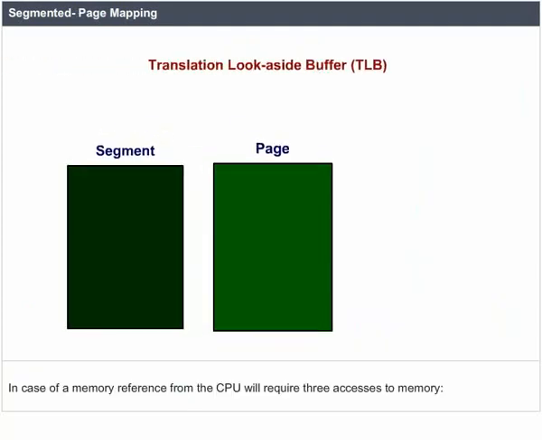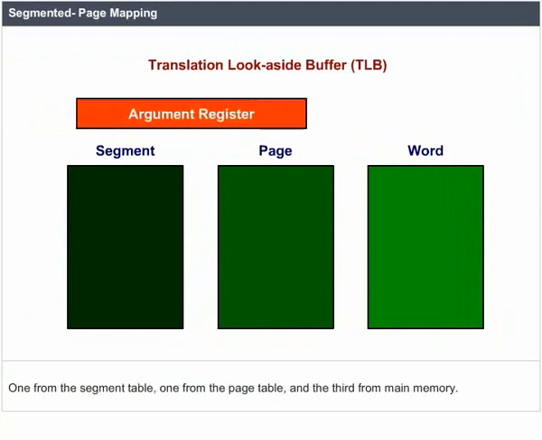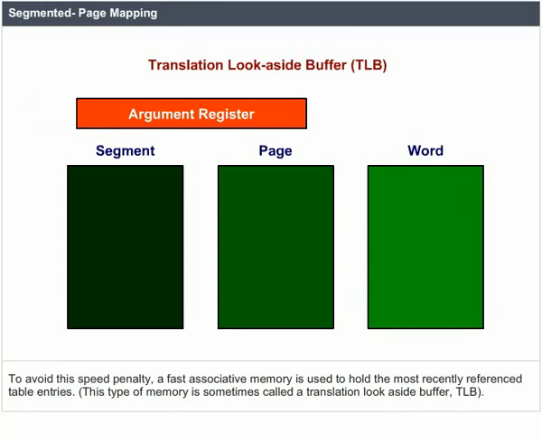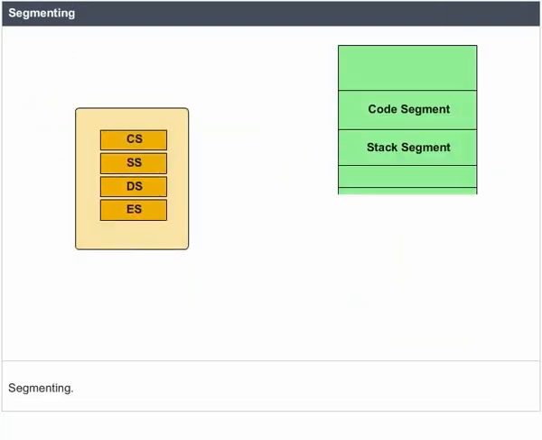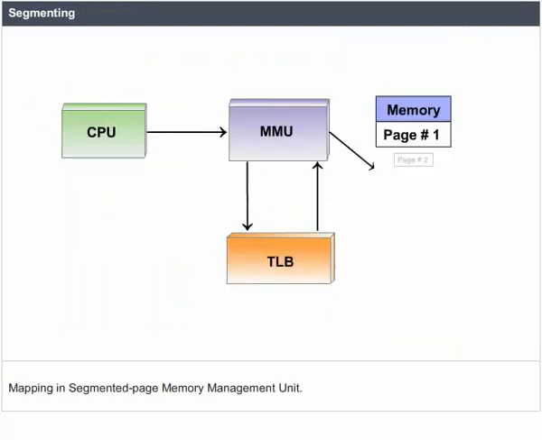Segmented page mapping. A memory reference from the CPU will require 3 accesses to memory: one from the segment table, one from the page table, and the third from the main memory. To avoid this speed penalty, a fast associative memory is used to hold the most recently referenced table entries. This type of memory is sometimes called a translation look-aside buffer, TLB. Segmenting. Mapping in Segmented Page Memory Management Unit.